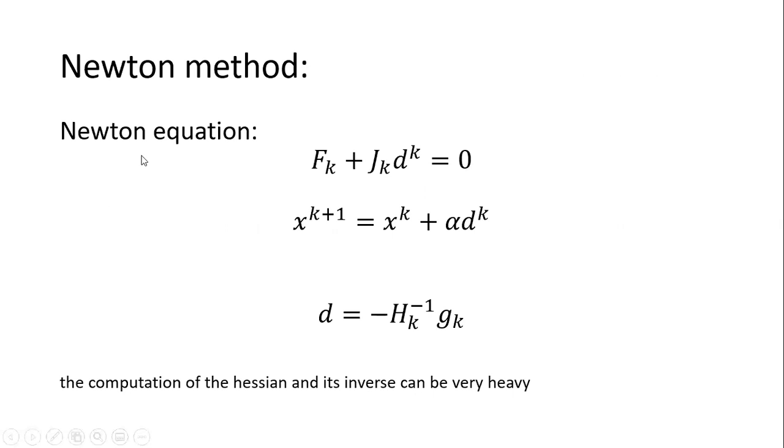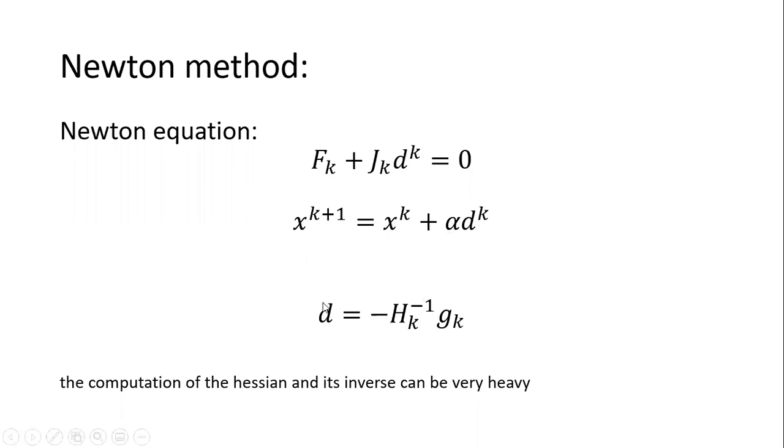The Newton method. The Newton equation is Fk plus Jk dk equals 0, where Fk is our equation system, Jk is the Jacobian of F, and dk is a multidimensional vector. The update of xk plus 1 is xk plus alpha dk, where alpha is a scalar of our choice. So we know that the solution for this Newton equation is d equals minus Hk inverse multiplied by gk, where gk is the gradient of fk.